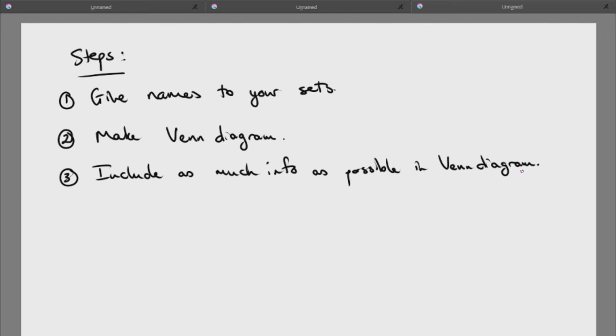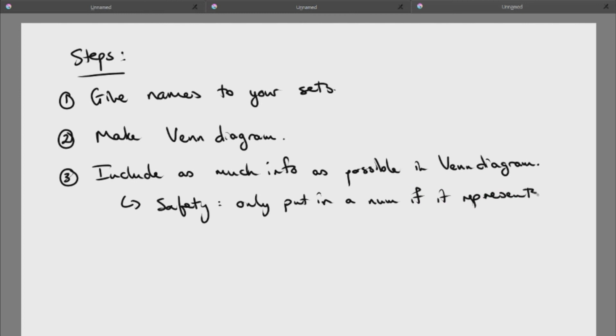Now there's a little extra safety rule here. That's my personal preference. You don't have to do it. Safety is only, let's say, put in a number in the Venn diagram if it represents a single region.